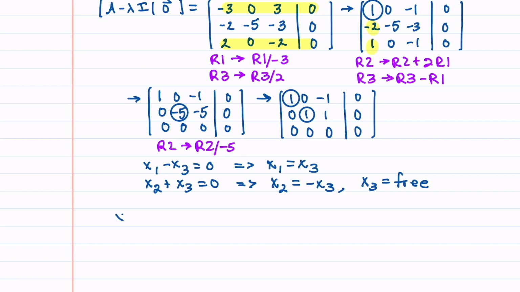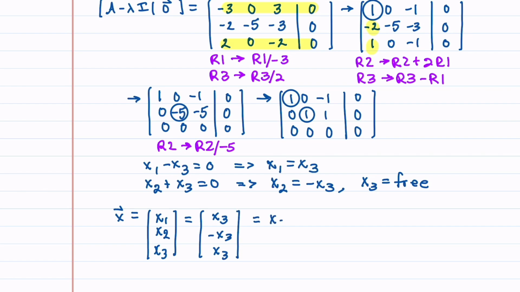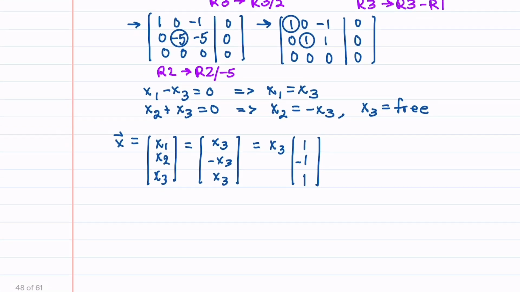Now we're going to form our vector x. It's equal to x1, x2, and x3. We're going to plug in what we just got for x1 and x2. So we have an x3, a minus x3, and another x3. And let's pull the x3 out front. And we get a vector 1, minus 1, 1. So our basis for our eigenspace corresponding to our eigenvalue lambda equal to 9 contains the vector 1, minus 1, 1.